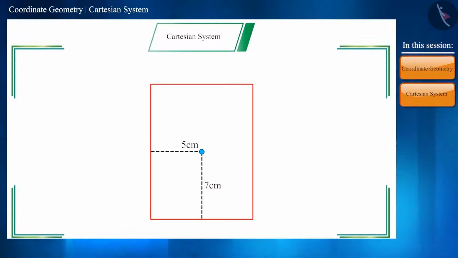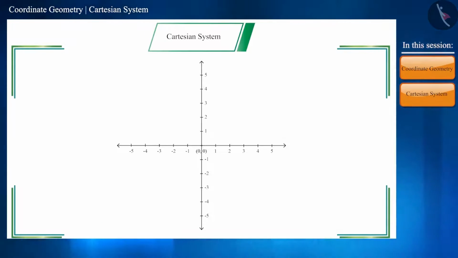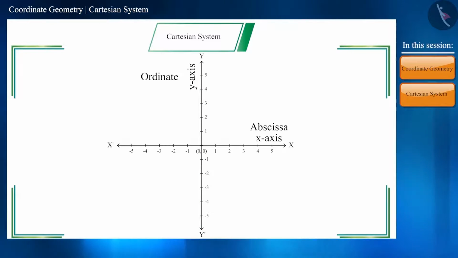As we have seen, two directions are required to understand the position of a point in a plane. In the Cartesian system, two number lines are perpendicular to each other. The horizontal line is called the x-axis and it is named x'x. Similarly, the vertical line is called the y-axis and it is known as y'y. The x-coordinate is also called abscissa and the y-coordinate is also called ordinate.